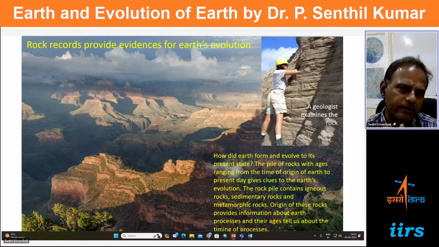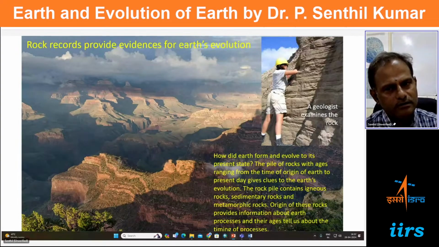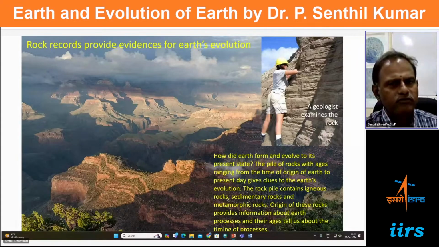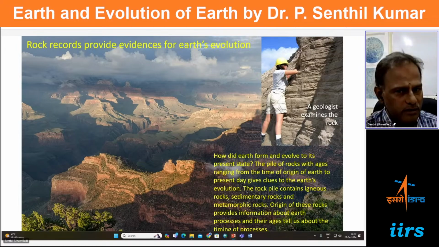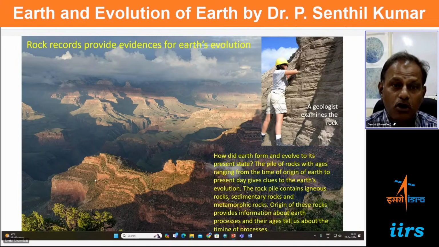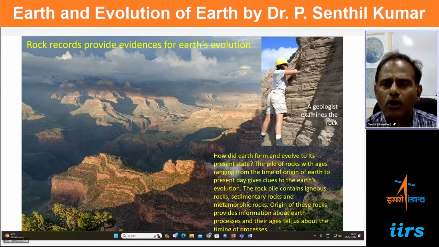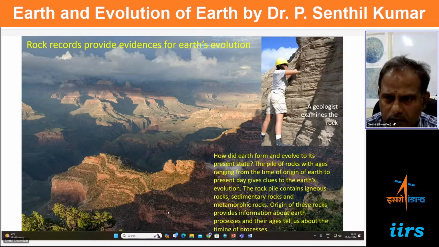Now we want to understand the geological evolution of the planet. So how do we understand? If I want to understand myself, my body, I sample a drop of blood and study the DNA and various other biological parameters. Similarly, when I want to understand the planet, I need to sample the rocks. The rocks hold all the information. So if I want to answer the question, how did Earth form and evolve to its present state, how do I answer? Then I have to go to this pile of rocks that are here.